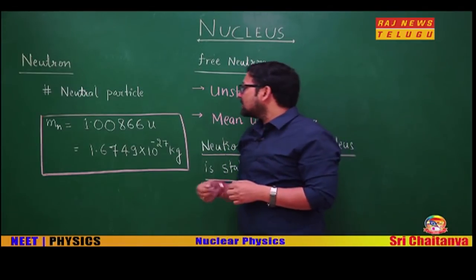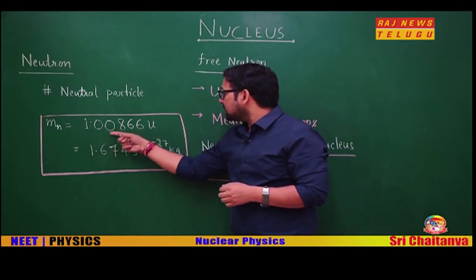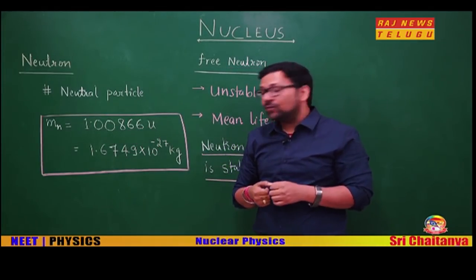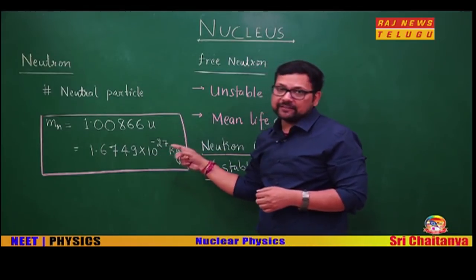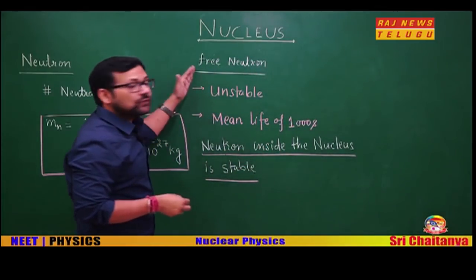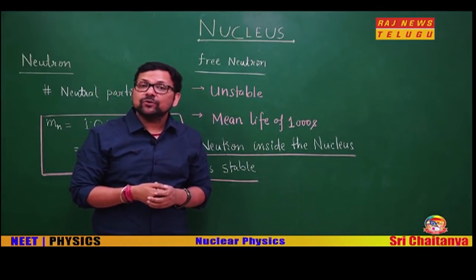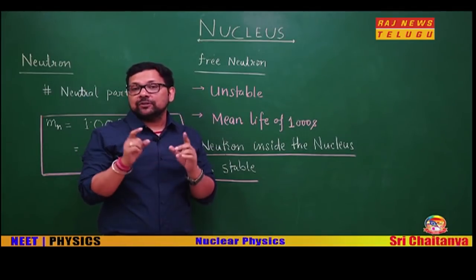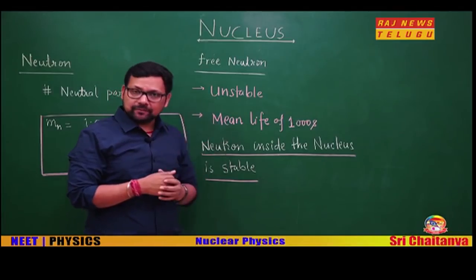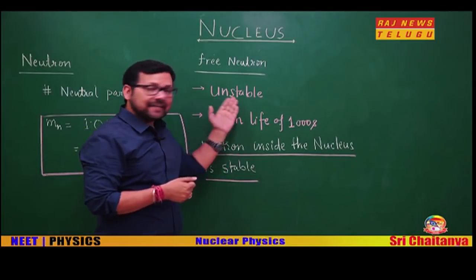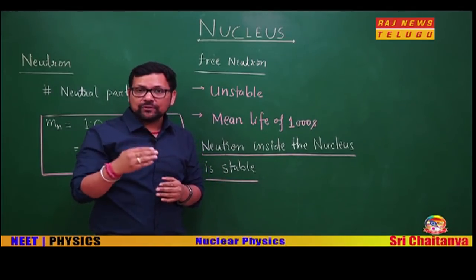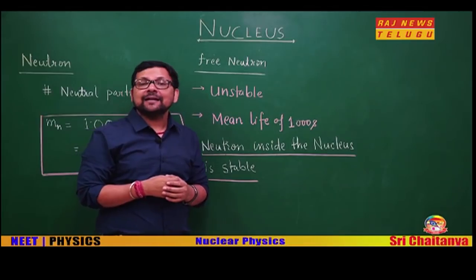Let me tell you the mass of the neutron: 1.00866 atomic mass unit, and we know now how to convert that into kg. So, this is the mass in kg. Now, see the free neutron characteristic. Free neutron means we are not talking about the neutron inside the nucleus. A free neutron is unstable and it decays radioactively into a proton, electron and antineutrino.